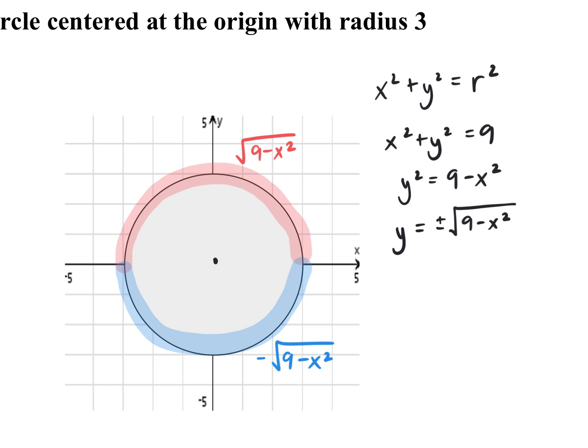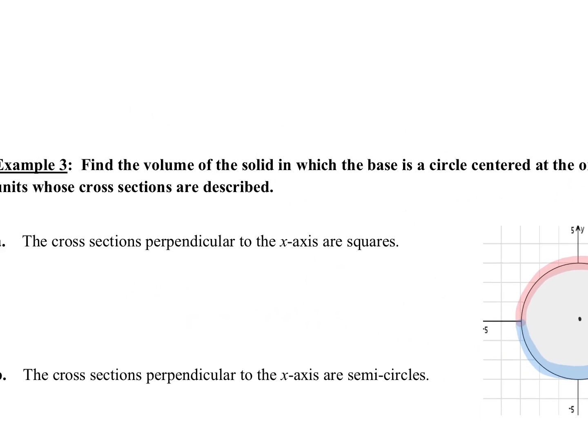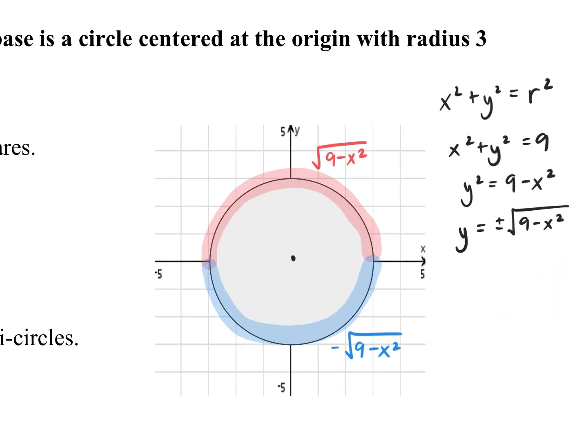So now I have a top curve and I have a bottom curve that I can subtract from one another to figure out what this distance is right here, no matter where we are on the graph. Does that make sense? Okay. So I think the first one we're doing is a square, right? So we're doing perpendicular to the x-axis, and those are going to be squares.